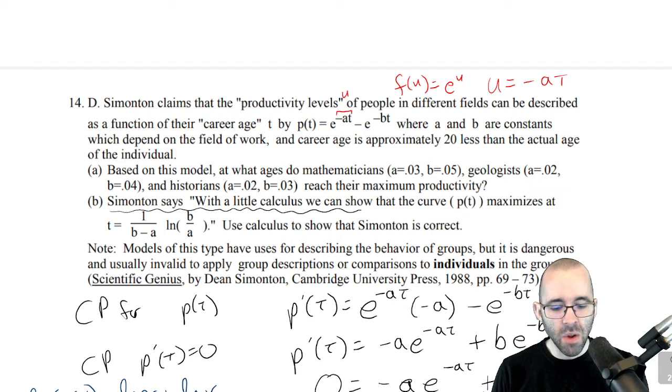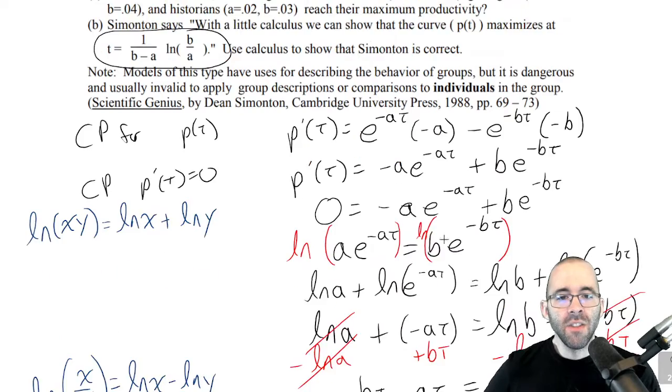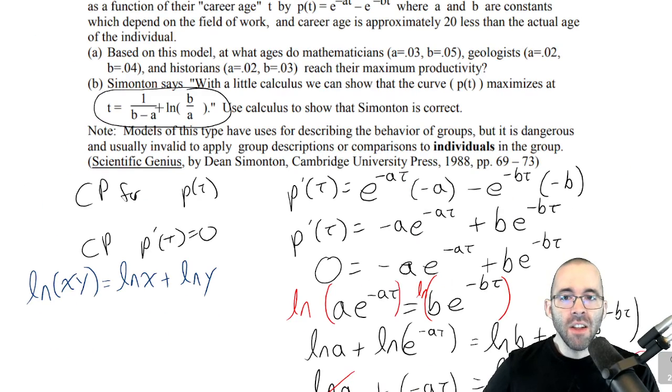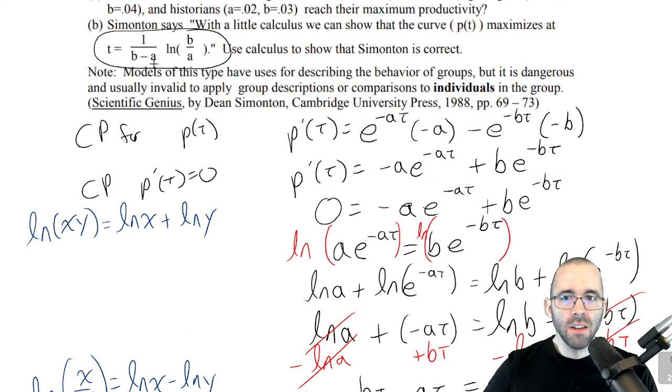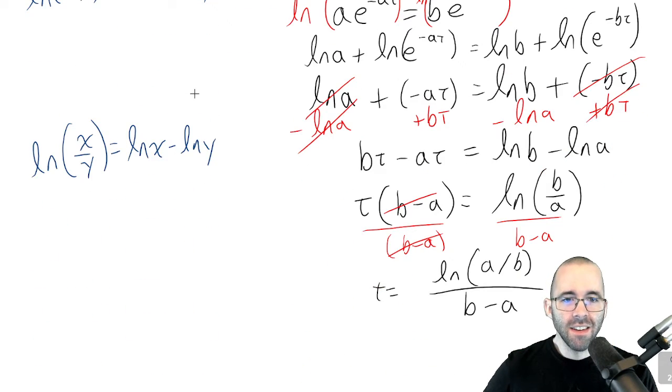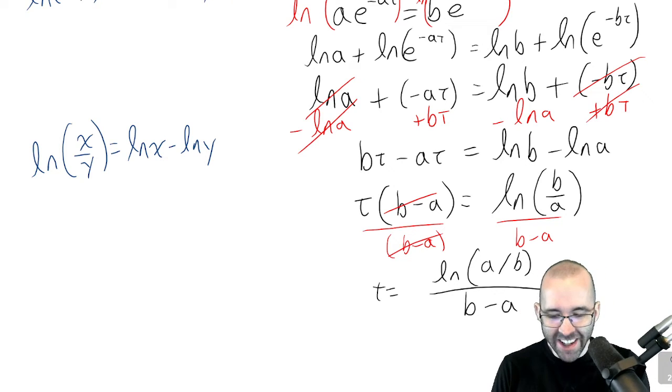Simonton says, with a little calculus, we can show that p of t maximizes when t is this. This is exactly what we found: the natural log of b over a, divided by b minus a. All right, we're okay. Whew, I panicked there for a little bit. I did have it right. I just wrote it down wrong after that.